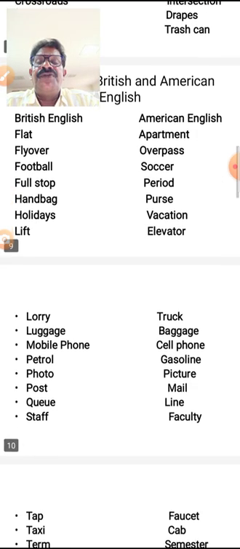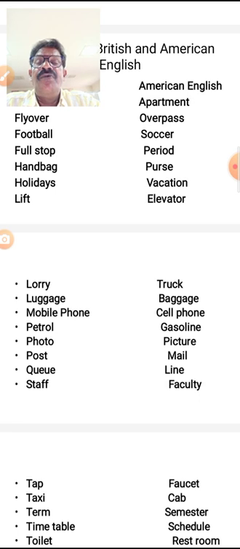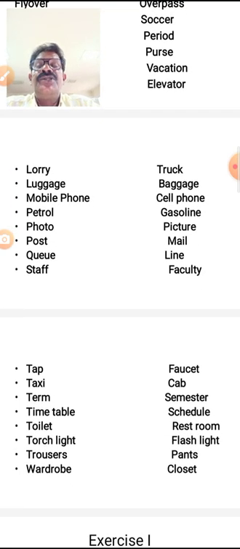And lift, this is also a common word which we often use. In American English, it is called elevator. And then next, lorry. This is also very common to everyone, even those who are uneducated. They also often use this word lorry. And in American English, it is called truck. And luggage. Luggage is also one of the common words that we often use. In American vocabulary, it is known as baggage.